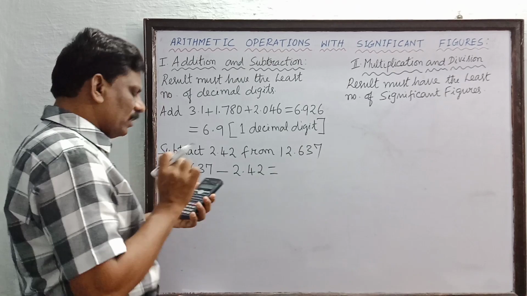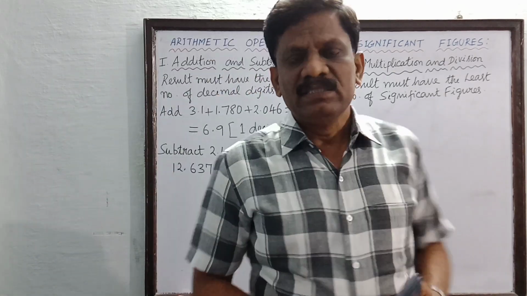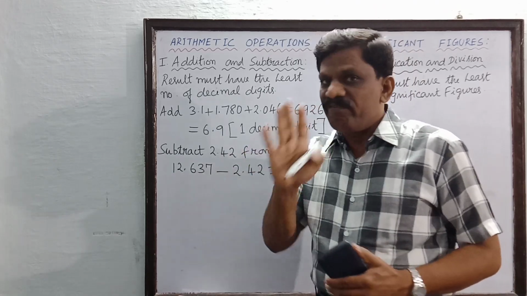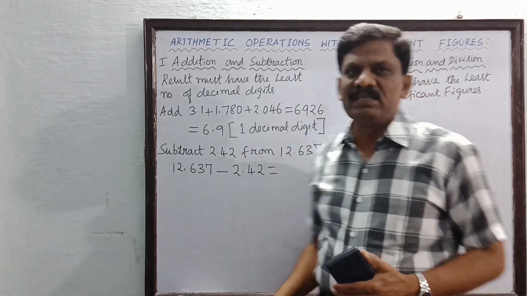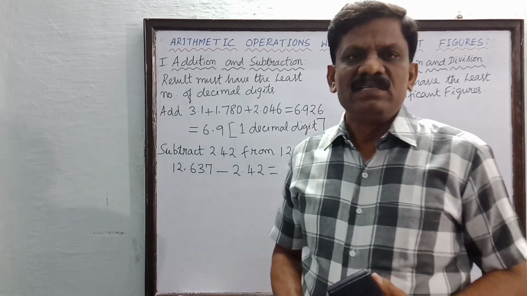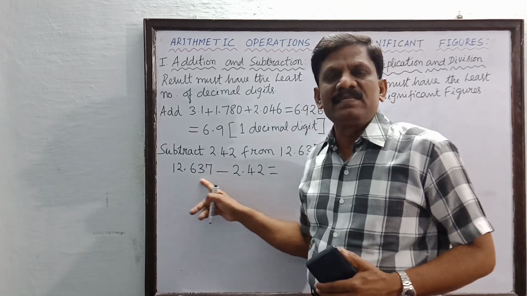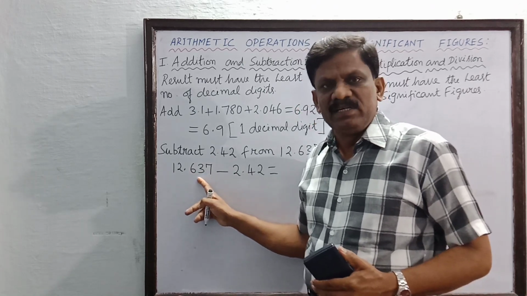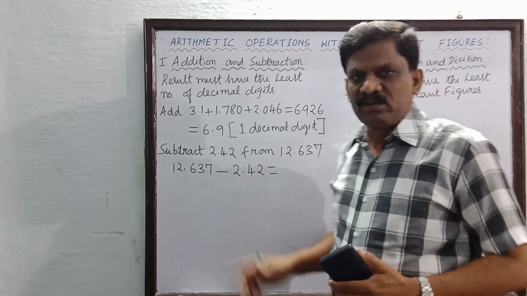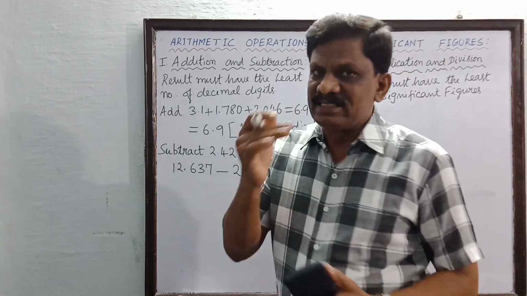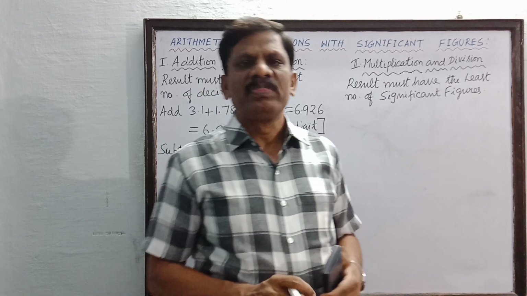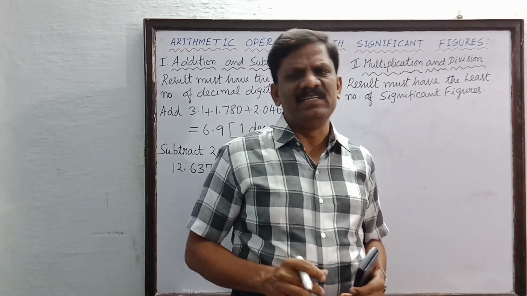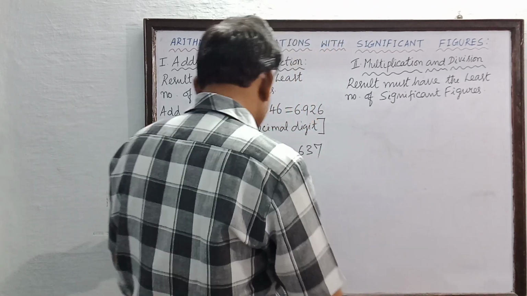Now before subtracting, you tell me the number of significant figures in the first number is 5 and the number of significant figures in the second number is 3. Similarly, the number of decimal places in the first number is how much? 6, 3, 7. There are 3 decimal digits. In this 2.42, there are only 2 decimal digits. So the result must contain here also the least number of decimal digits. So the answer must have only 2 decimal digits. So when I subtract, what is the number?